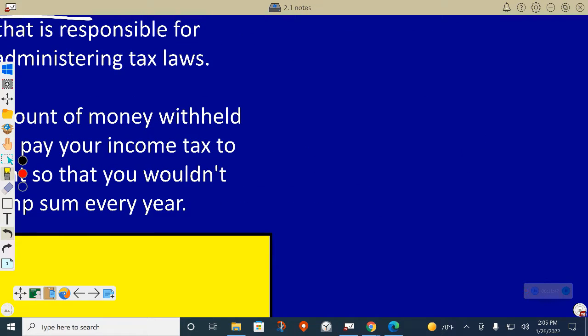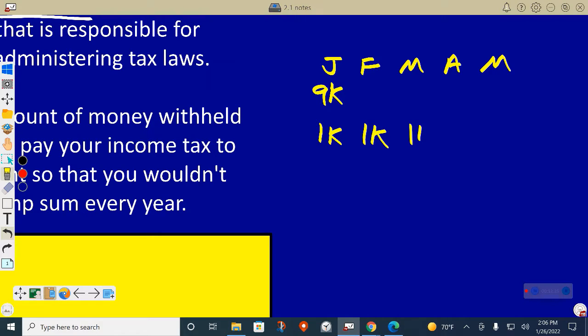Let's just use me as an example. January, February, March, April, May. On my check, I make about 9,000 every month. You have to be accurate. So about 9,000. The federal government withholds tax from that 9,000. They'll keep maybe 1,000. And then in February they keep 1,000. March it's the same amount. April 1,000. I put 1K for 1,000.